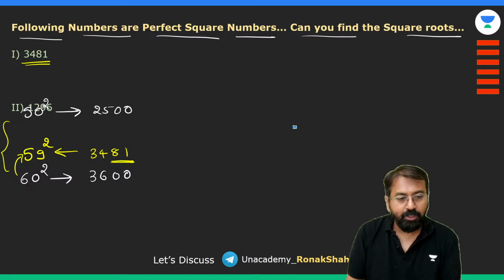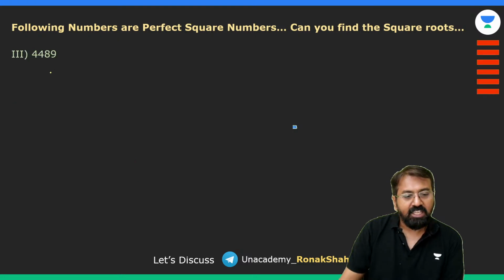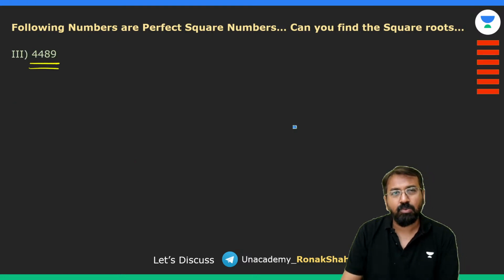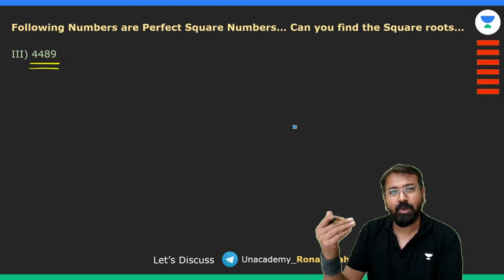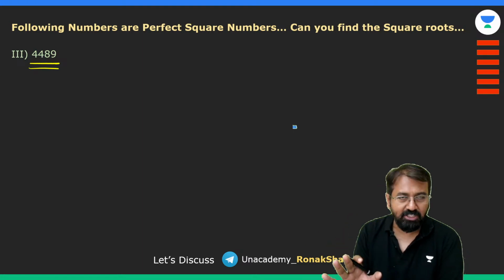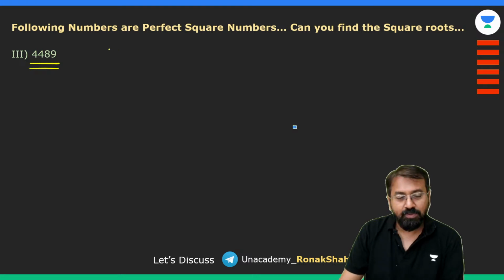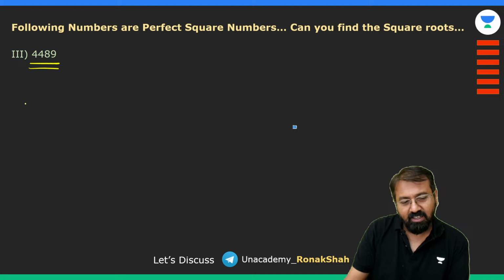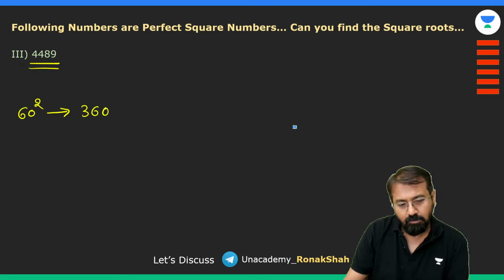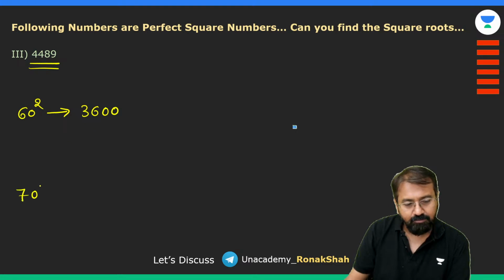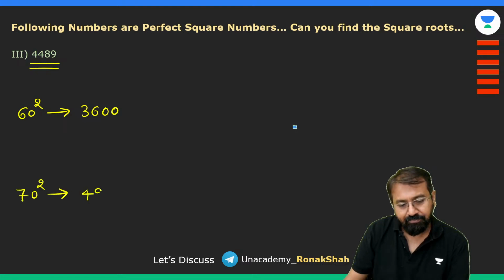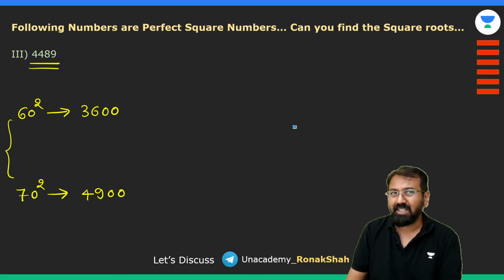Guys, let's take one more example. Chalo. Can you tell me which number square is 4489, or what is the square root of 4489? You know it's a perfect square number. So once again, use that approach. 60 square is 3600. 70 square is 4900. So this should be somewhere between 60 and 70.